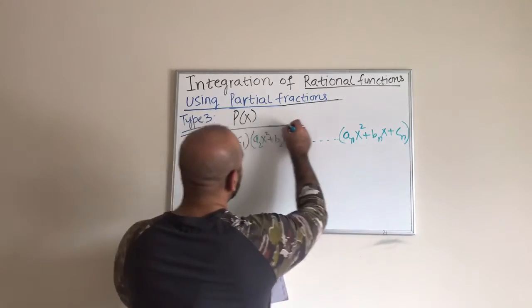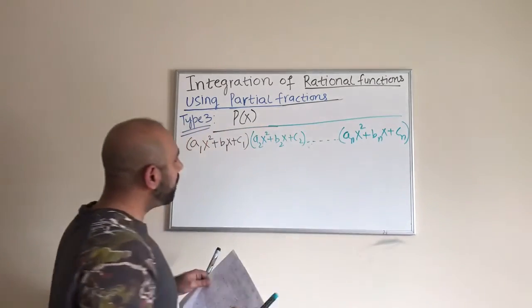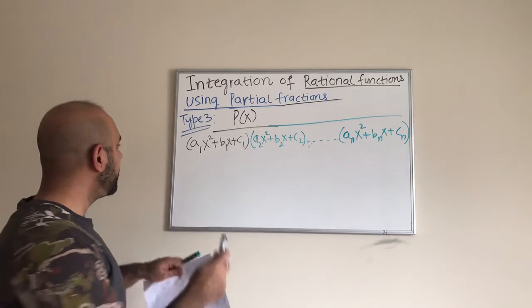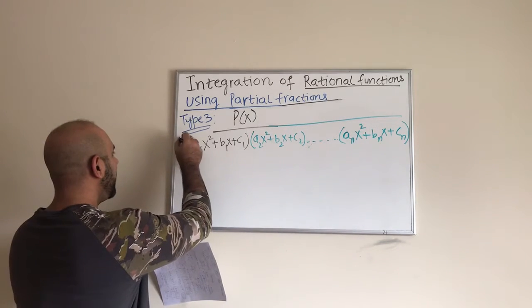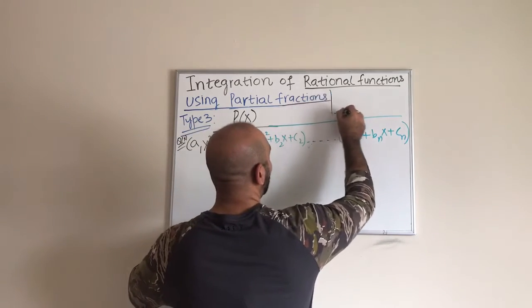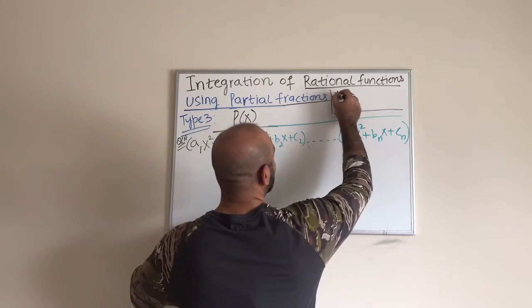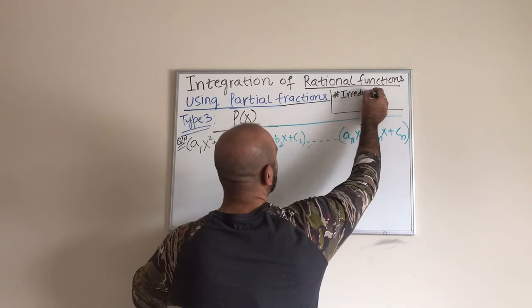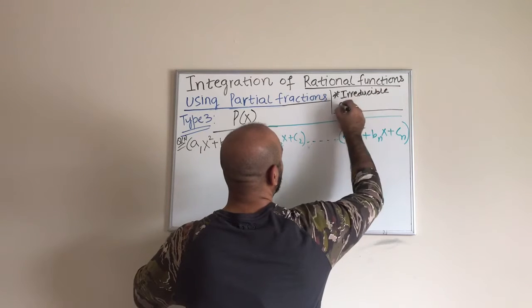Okay, so if I have a rational function of this form, what is unique about this is that the denominator, which I usually like to call q of x, is an irreducible quadratic function. So guys, that is very important to note here. The denominator is irreducible quadratic form.